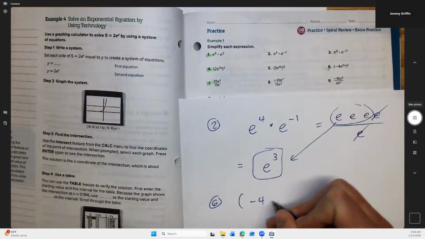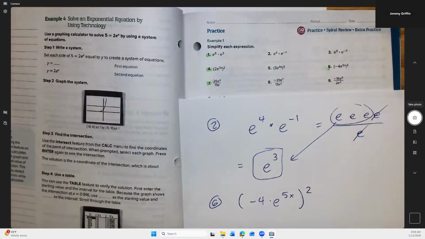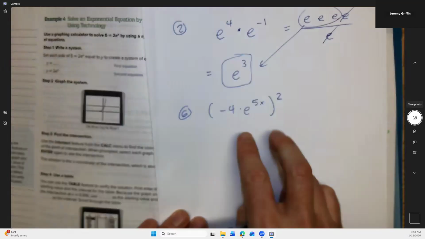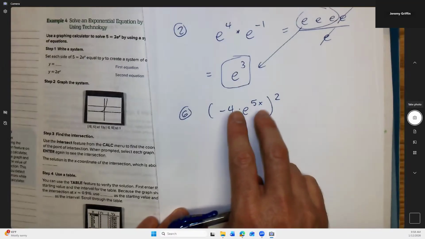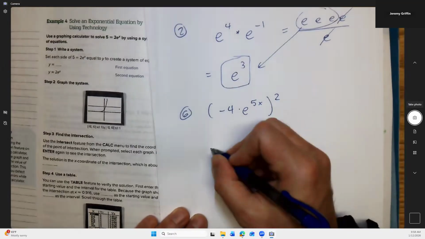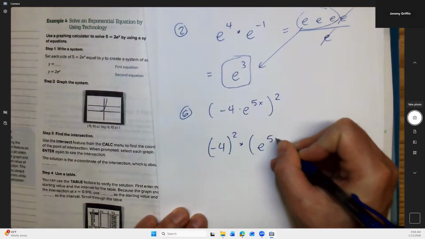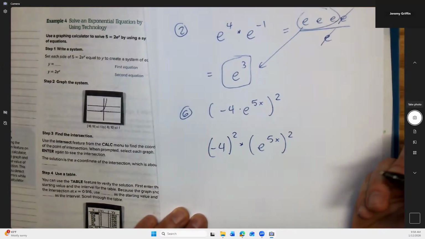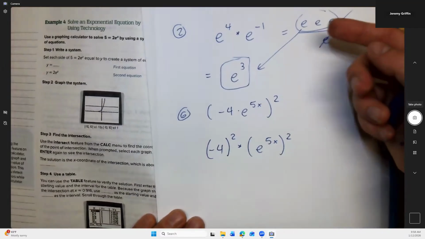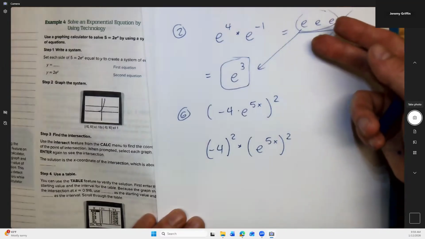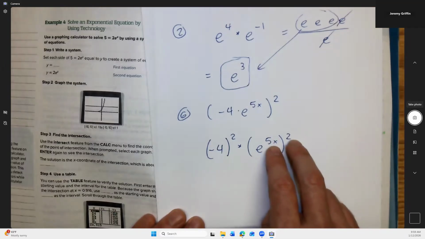It says negative 4 e to the 5x, and that's collectively squared. So I have two things multiplied in parentheses, and it's all being squared. So do each of these parts get squared? Yeah. So the negative 4 gets squared, and then that's multiplied by e to the 5x, which also gets squared. So now we have a power to a power. That's different from the previous one we did, where we're multiplying two numbers so you could add the exponents. That's not what this is. Yeah, multiply these exponents. Exactly.